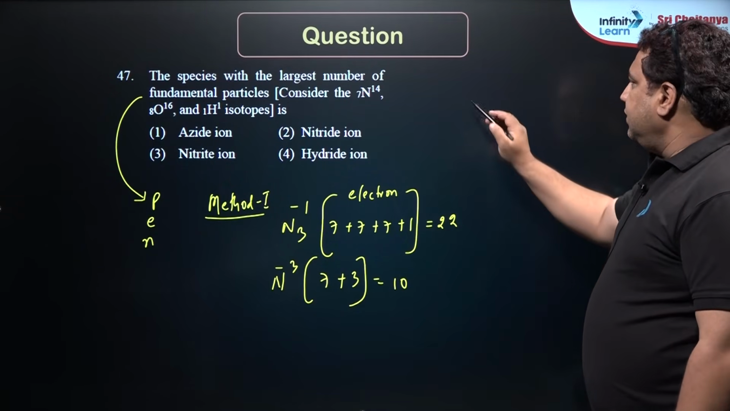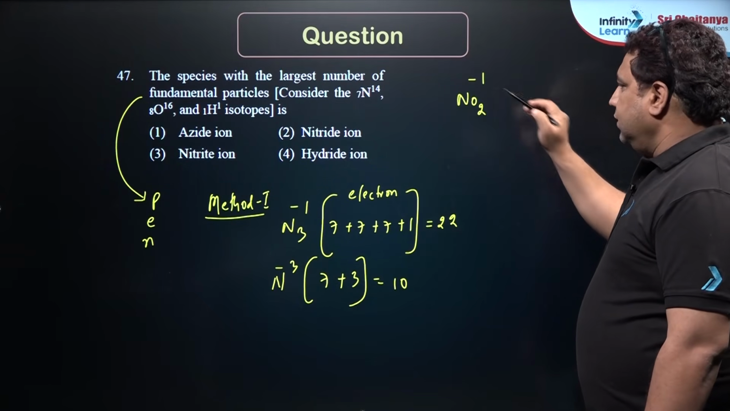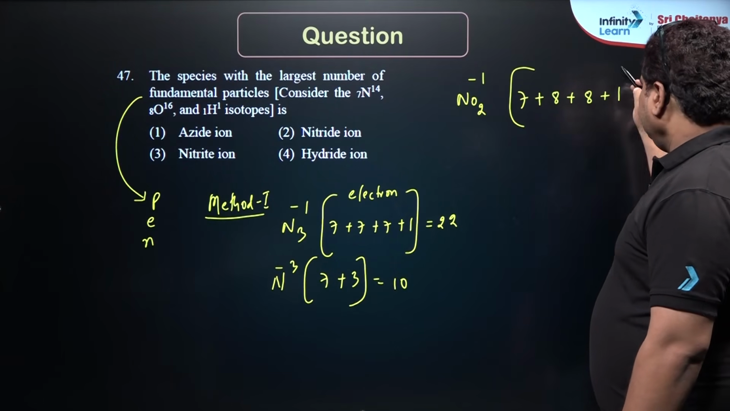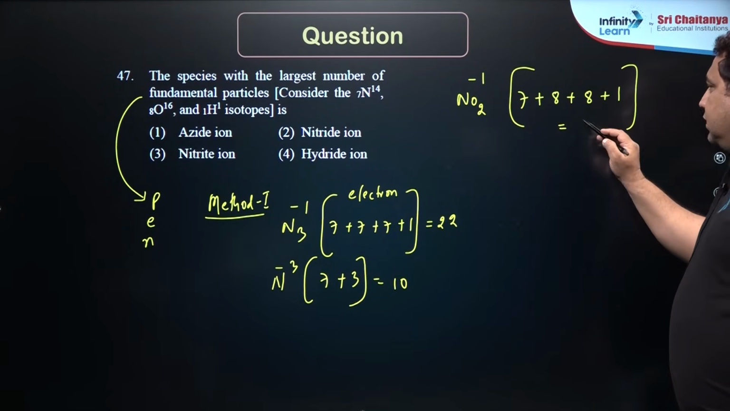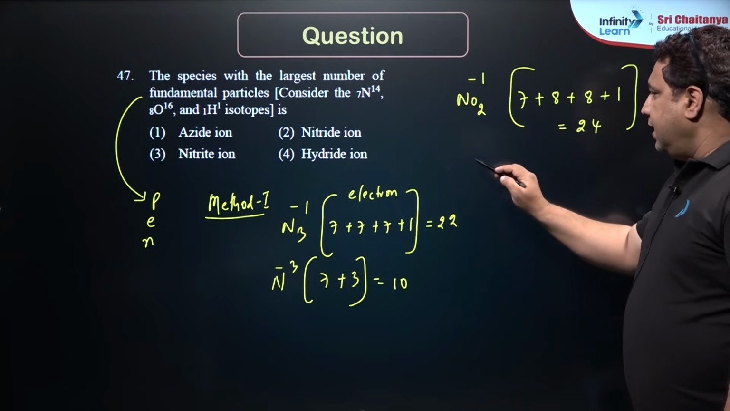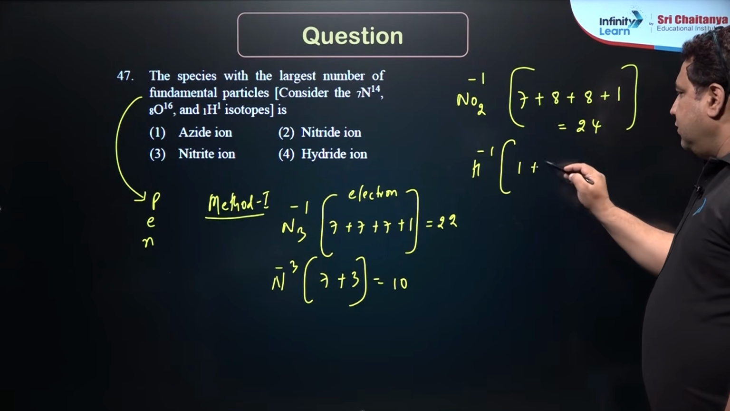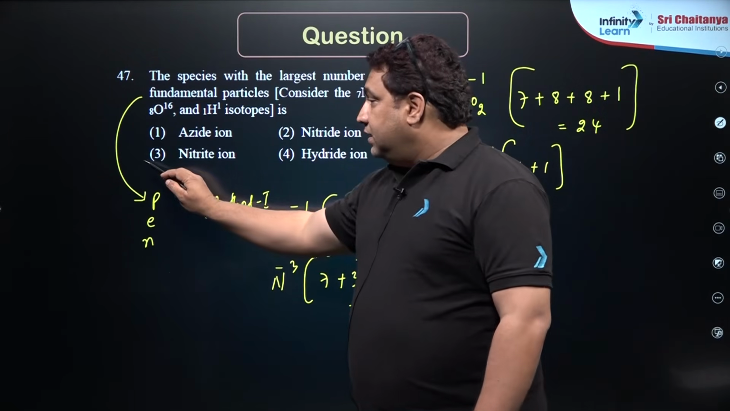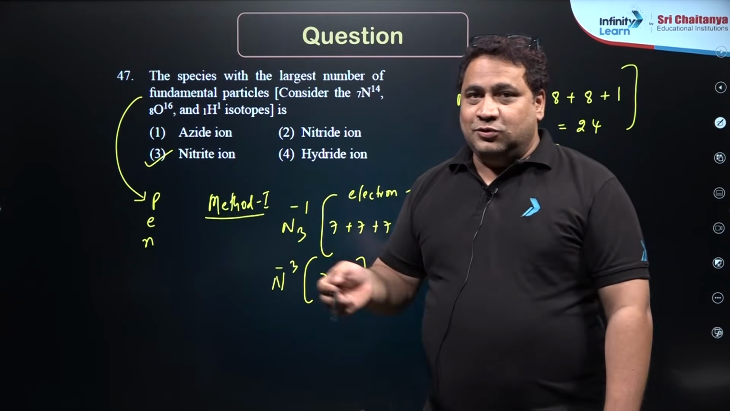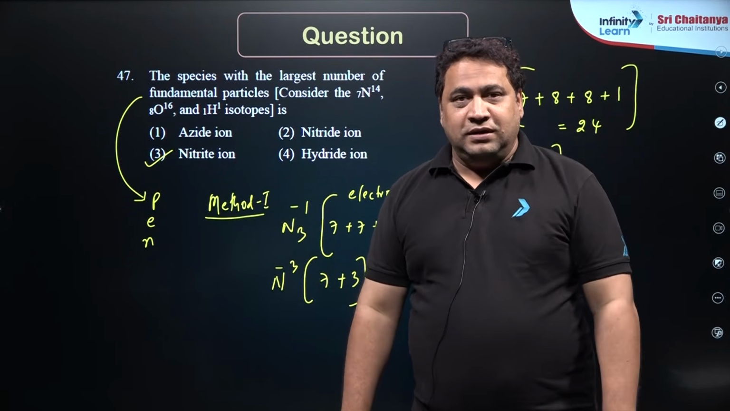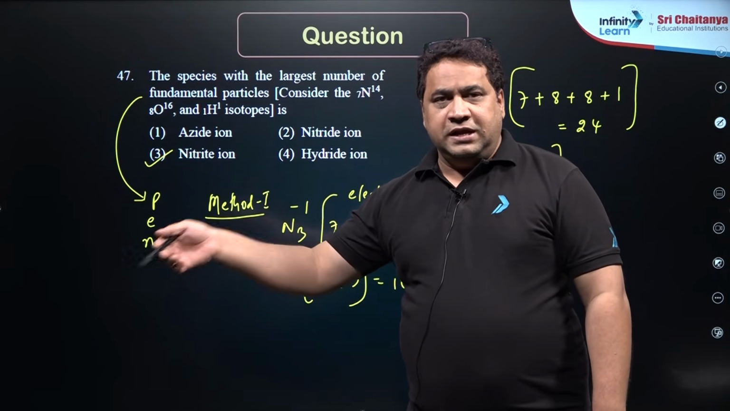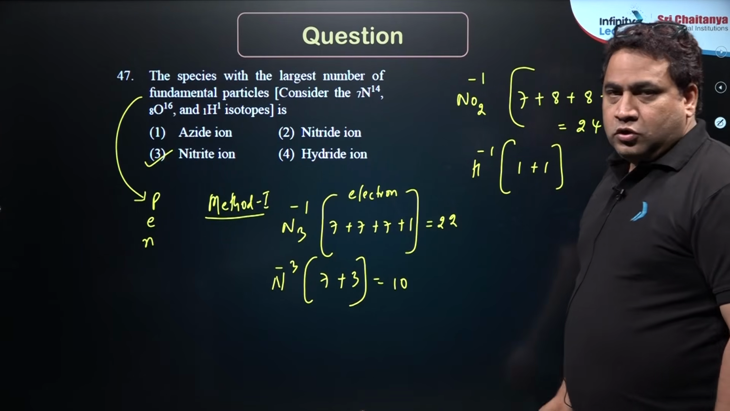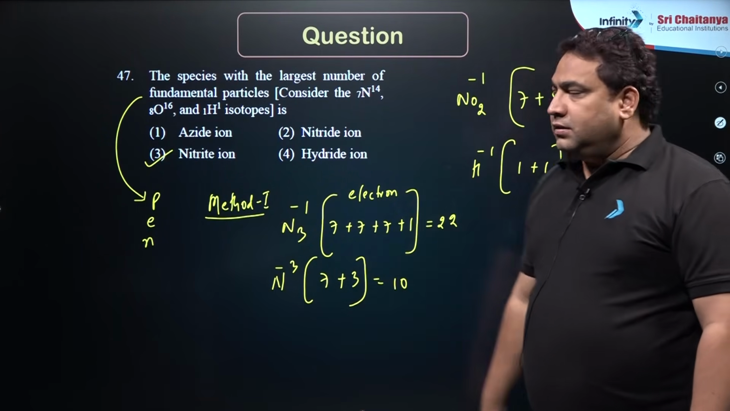Third one is nitrite ion. Nitrite is NO2 minus. So 7 plus 8 plus 8 plus 1. On solving this, you will get 24. Hydride ion obviously 1 plus 1. So hence you can see directly the answer will be nitrite ion. See, remember, I am not solving protons and neutrons. Okay, I am just focusing on electrons. Obviously proton will be nearby the same and neutrons will be maybe slightly more than that. Hence the answer should be nitrite ion. So without solving completely also I can give the answer.